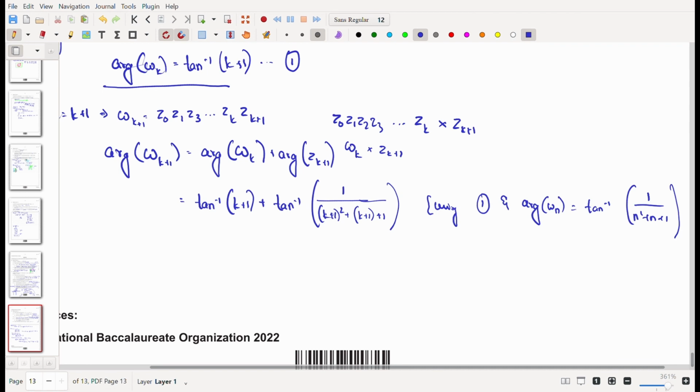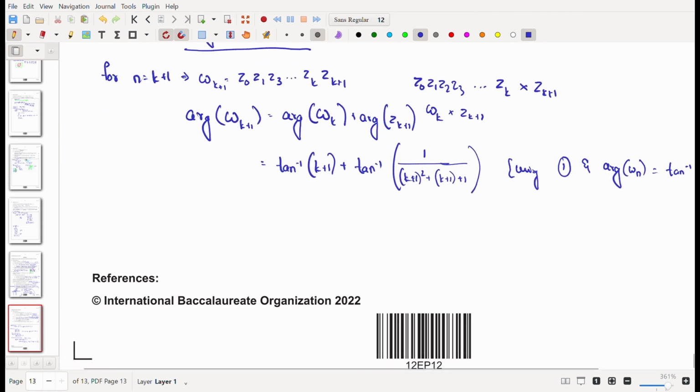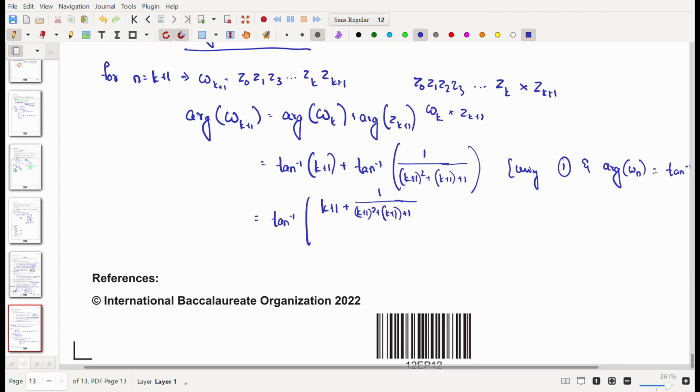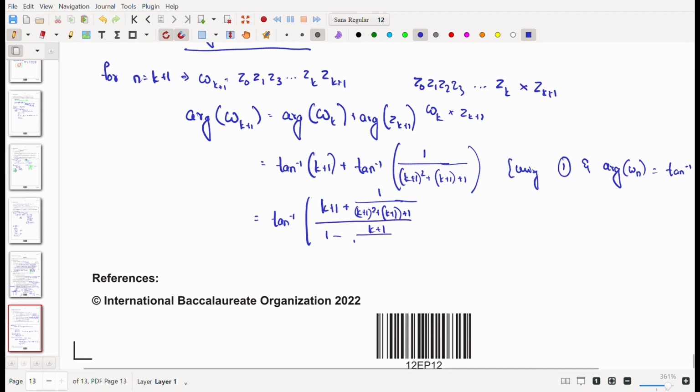Make sure to get those reasoning steps. Since this is mathematical induction, we are trying to prove something, we need to make sure everybody understands it. Now let's use our tan inverse of a plus tan inverse of b formula, which is tan inverse of k plus 1 plus 1 by k plus 1 whole squared plus k plus 1 plus 1. Correct? Yes. And 1 minus k plus 1 by k plus 1 whole squared plus k plus 1 plus 1.